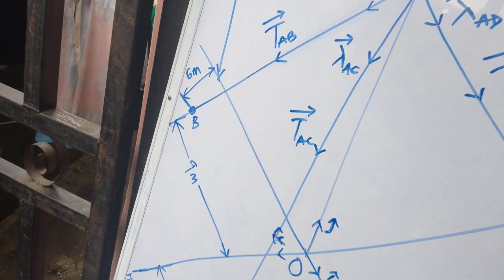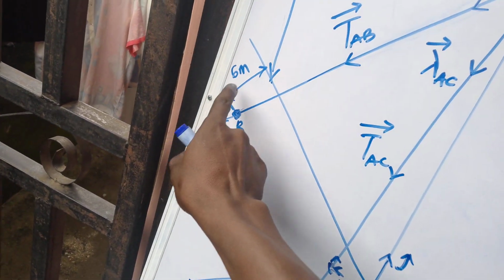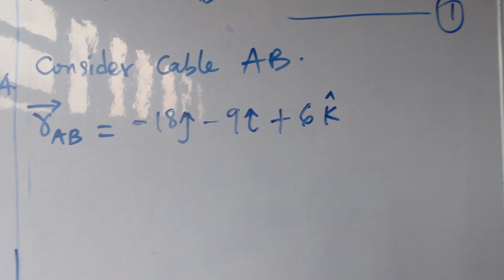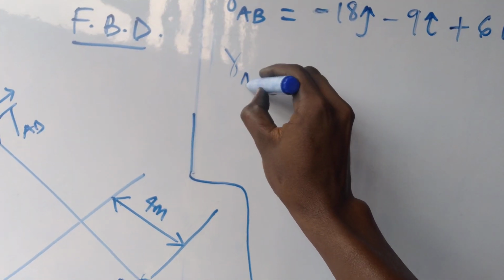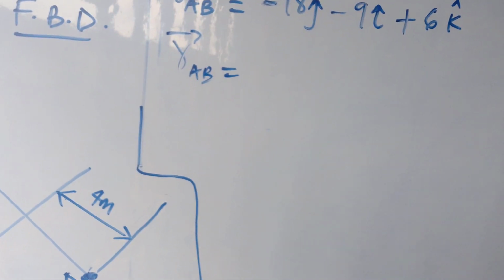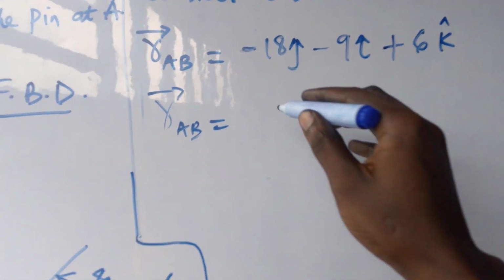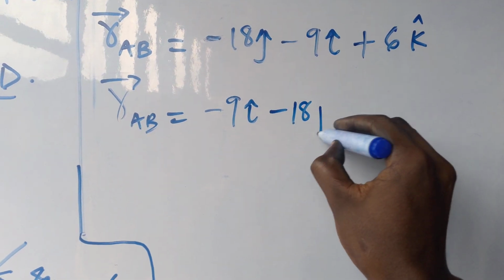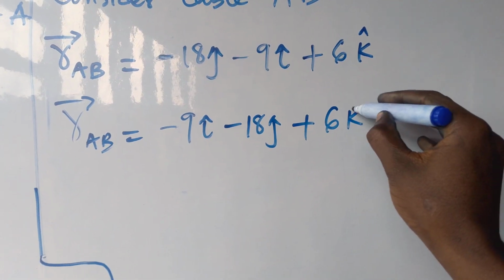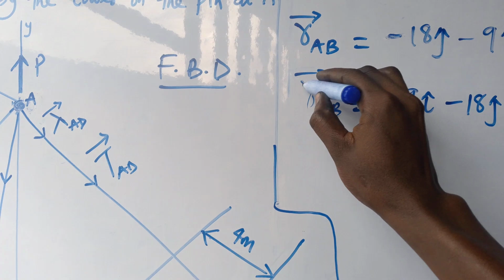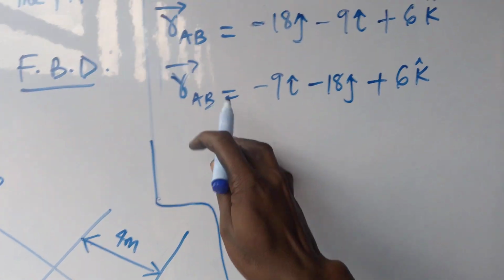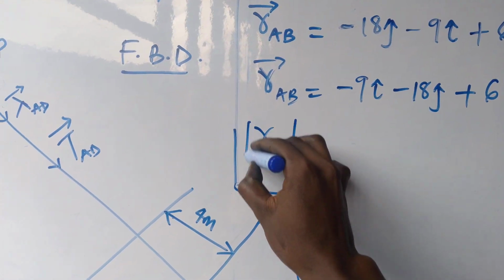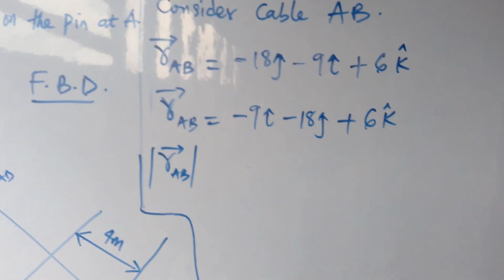Okay, that is it. At this point, you come down to point B here, 6, and this is K, plus 6K. Alright, so arranging it properly, now I have RAB is equal to minus 9I minus 18J plus 6K. So this is the position vector. Now find the unit vector of RAB, starting with the modulus of the vector.